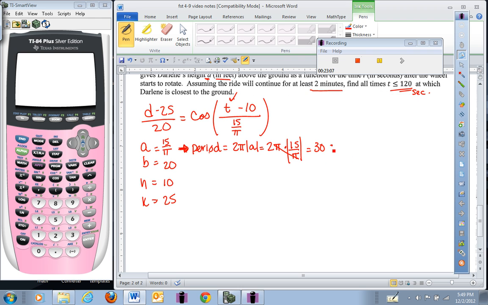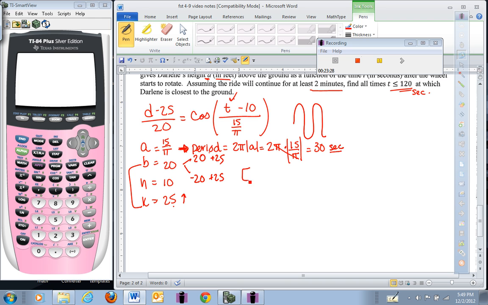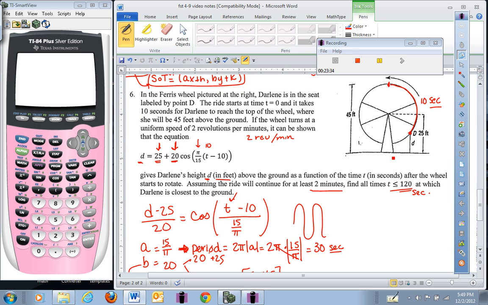Okay, so that's like 30 seconds is the period. And if we look at the b and the k together, that means we're going to go from a low of negative 20 to a high of 20. So as this thing is going up and down and up and down, but then we're going to bump it up 25. So we're going to go plus 25, plus 25. So that means that our range on this function would go from a low of 5 to a high of 45. And that makes sense because the wheel's not going to hit the ground.